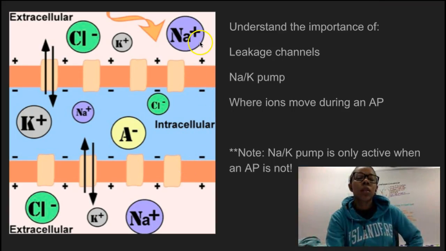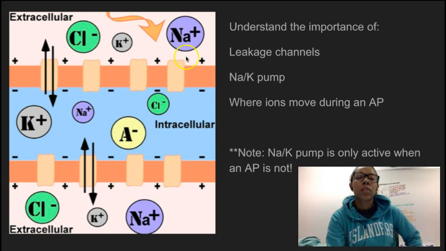I'm going to push 3 sodium outside of the cell for every 2 potassium I push back in. Those numbers are always the same. You are going to push 3 sodium ions outside of the cell and 2 potassium inside the cell. I don't want these sodium ions inside my cell, and K is going to come back in.